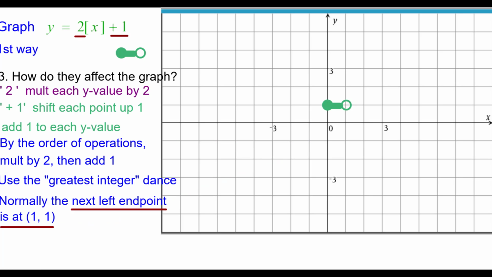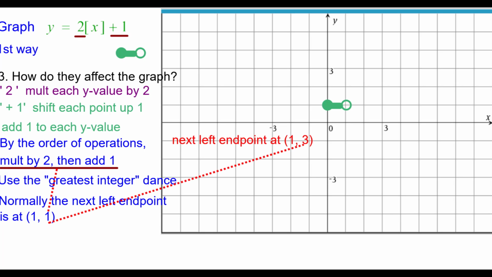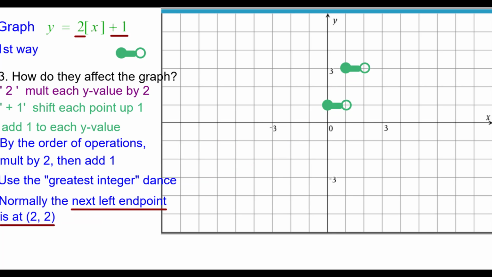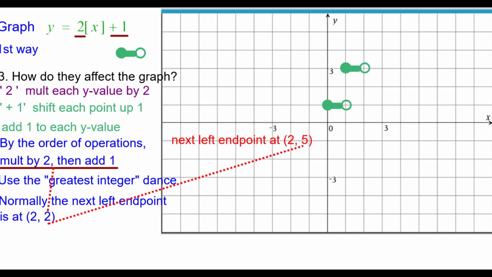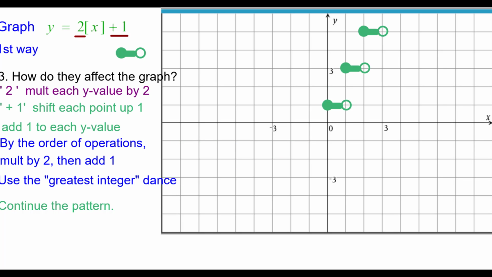The next step in the dance is up at 1, 1. But in this case, it's going to be multiplied by 2 and add 1. So it's going to be at 1, 3. 2, 2 is the next left endpoint. Double 2 plus 1 is 2, 5. And I think we have the pattern here, so we'll go ahead and continue the pattern. Series of steps.